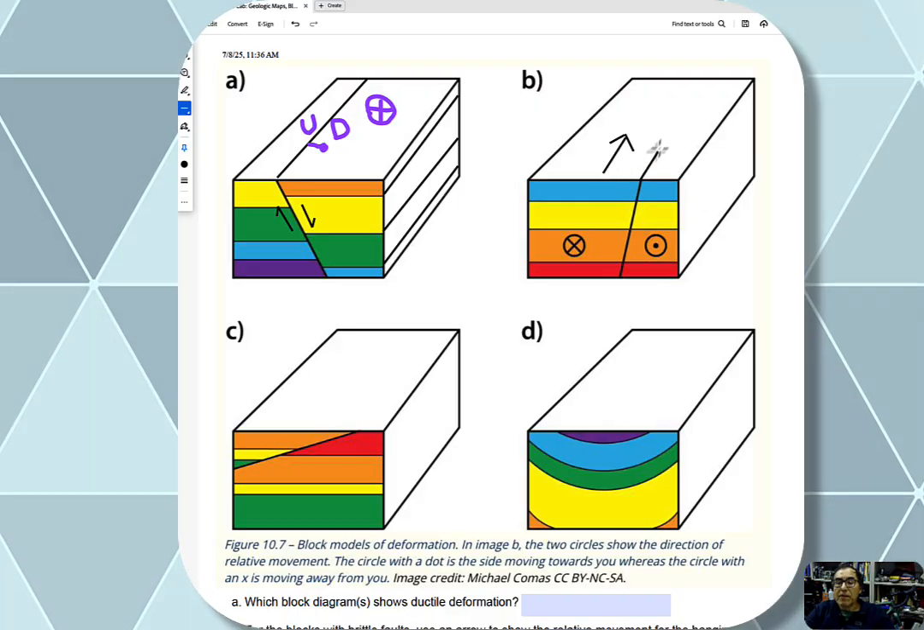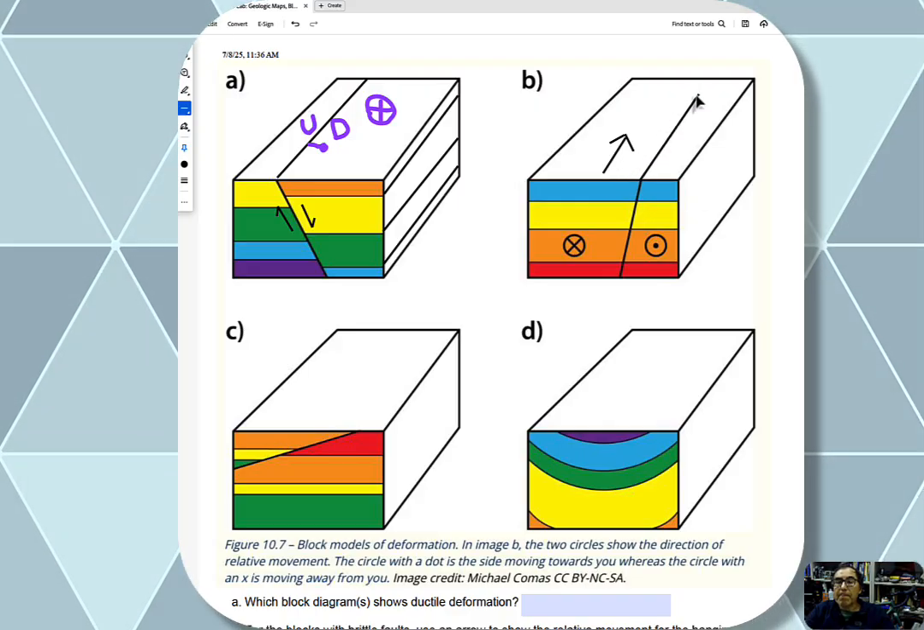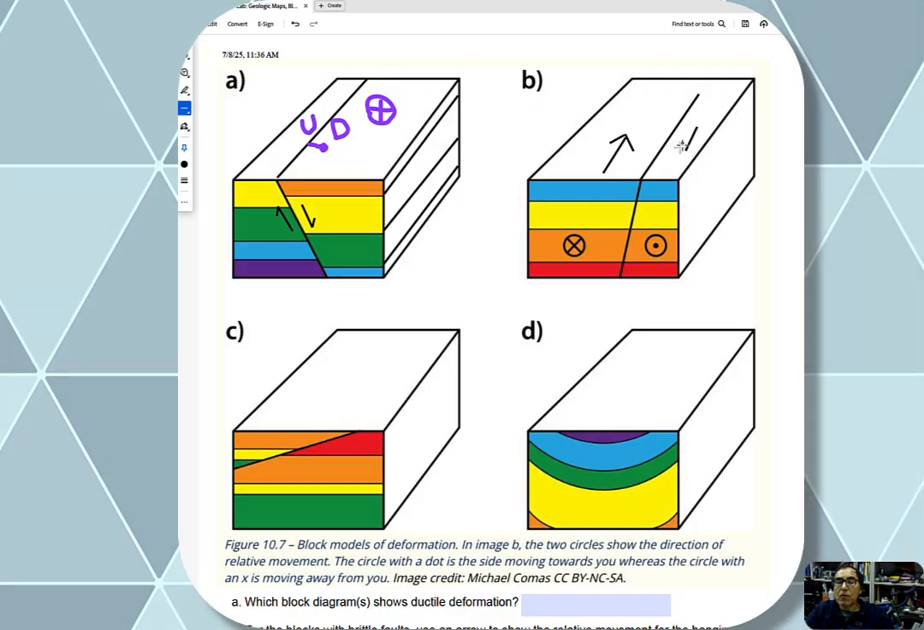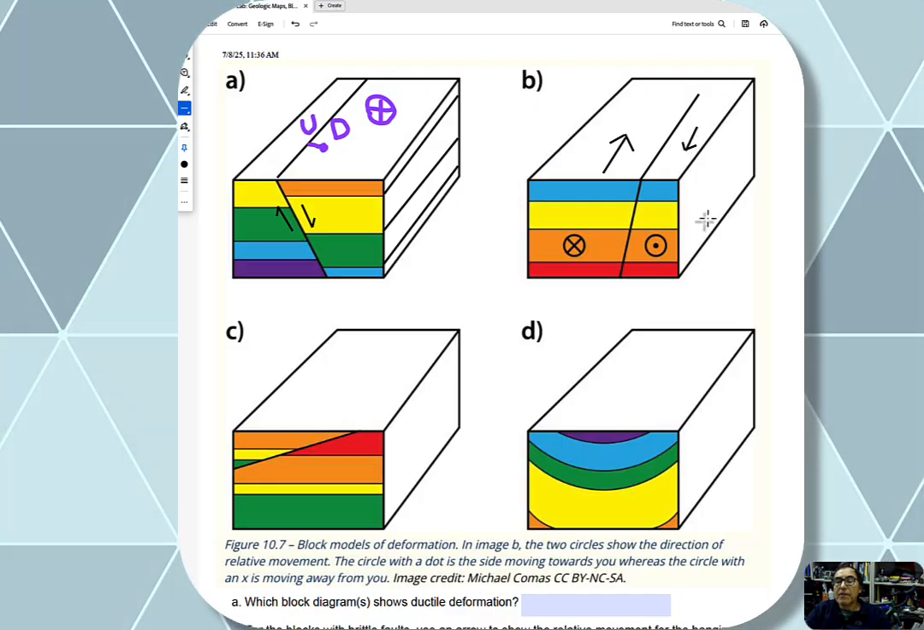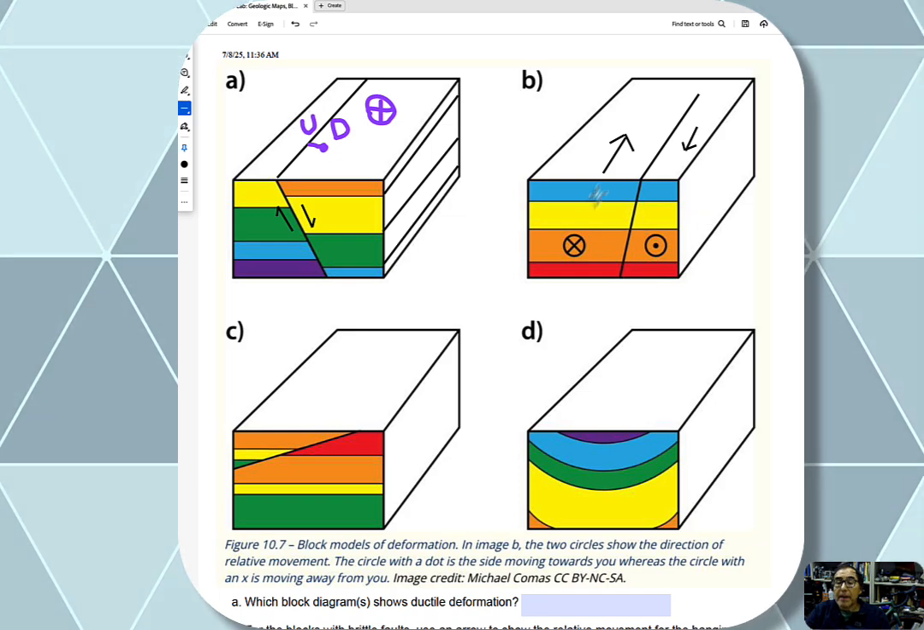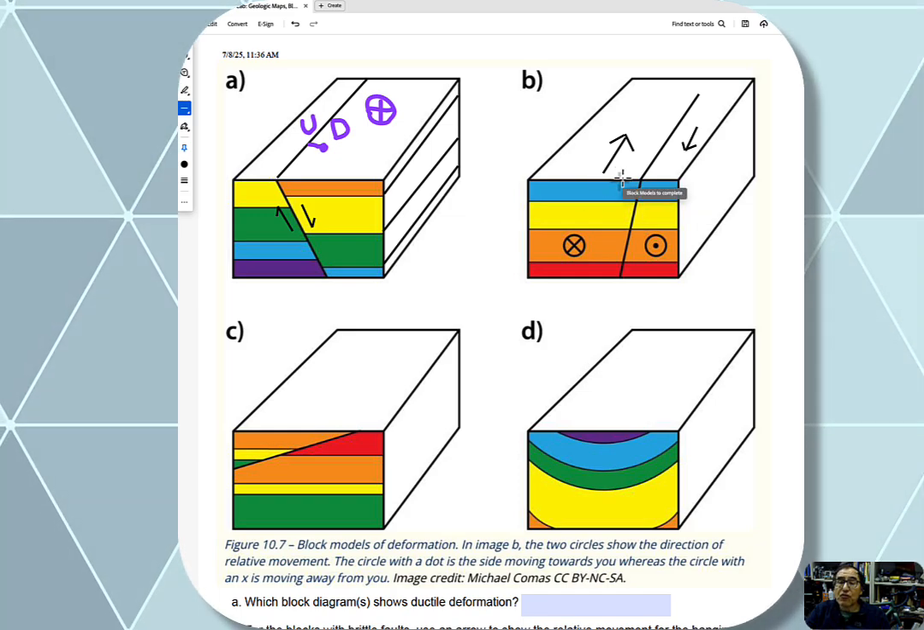Let's put the fault in here, right? And then this guy's moving toward you, right? So that's some sort of strike slip fault. So go ahead and do the geology on the side. Again, it's going to be pretty horizontal strata here, right?